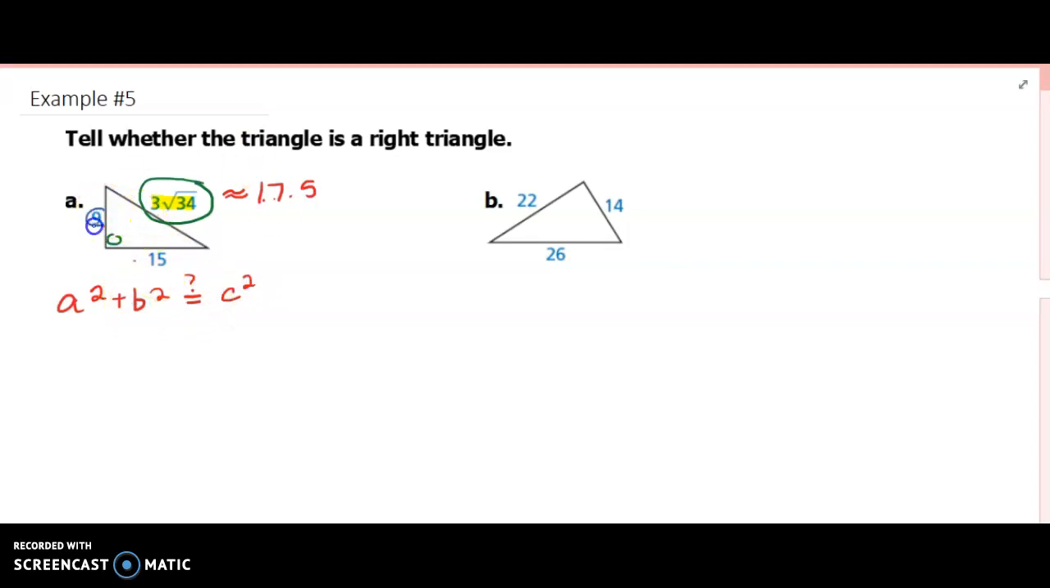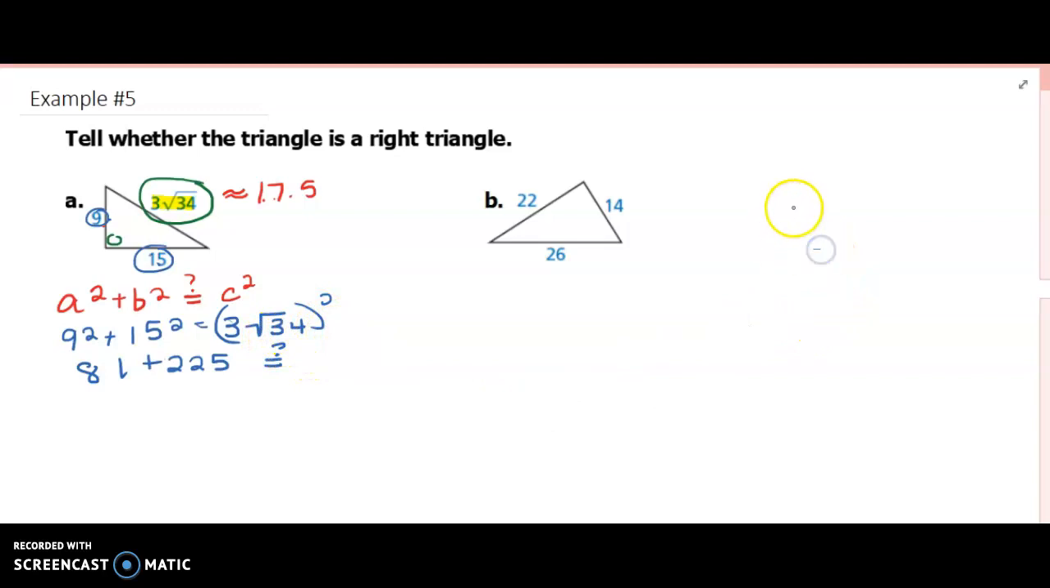Well, 9 squared plus 15 squared, and this could be a squared and this could be b squared. These two can be flipped, it doesn't matter. Equals 3 square root of 34 squared. Well, 9 squared is 81, and 15 squared is 225. Does that equal, I still don't know, so I'm putting a question mark, 3 square root of 34 squared.